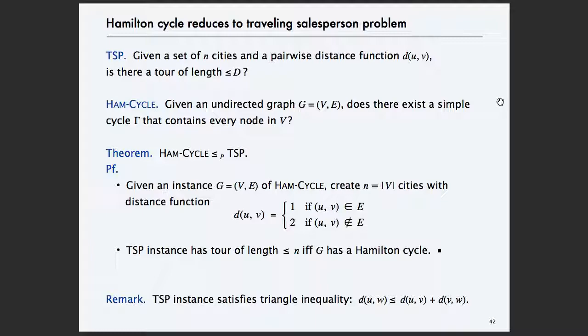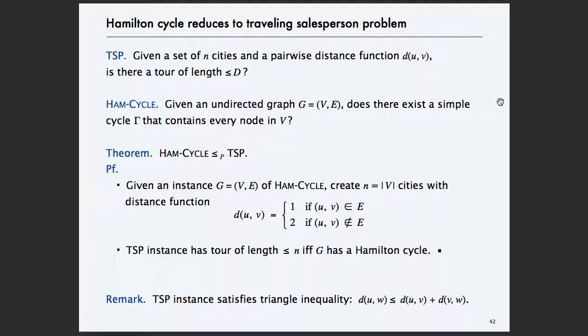So the traveling salesperson is given a set of n cities and a pairwise distance function d(u,v). Is there a tour of length less than or equal to d? And the Hamiltonian cycle reduces to the TSP. How can we do that?